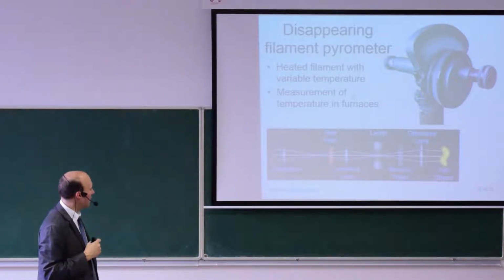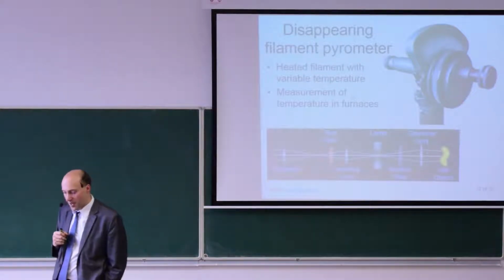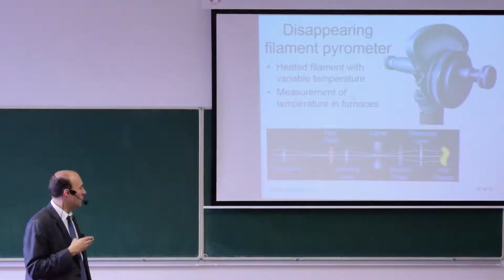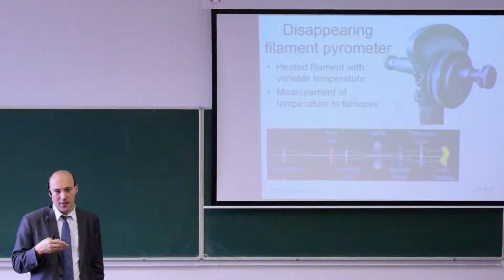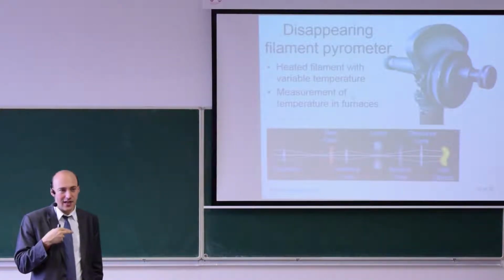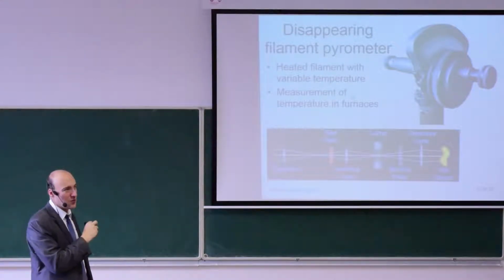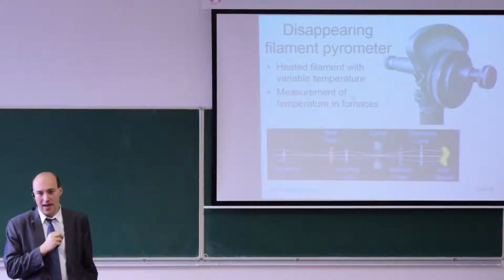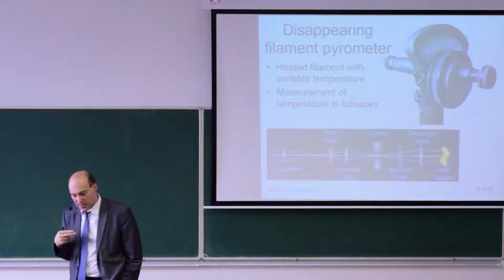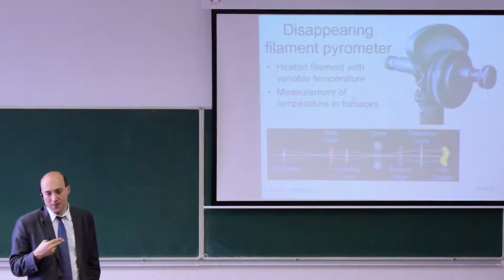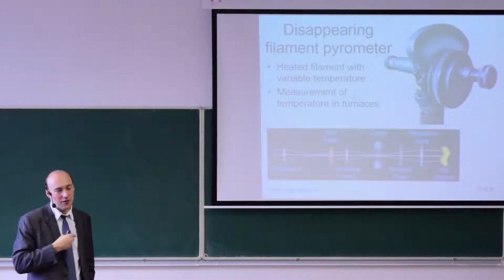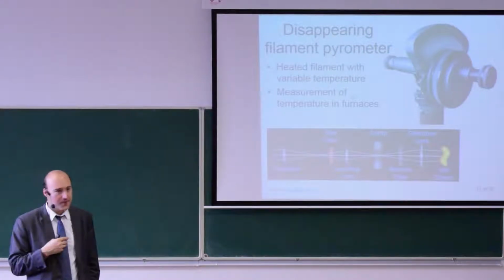The one example that I will show you is called a disappearing filament pyrometer, and it is a device that is used especially if you want to measure in a furnace, because here we are using our own eyes to compare the intensity of the object with the intensity that we have available at the sensor. And since we are comparing this with our own eyes, we need something that is in the visible range. And our eyes are most sensitive for red color, so we are using 650 nanometers, which is red color.